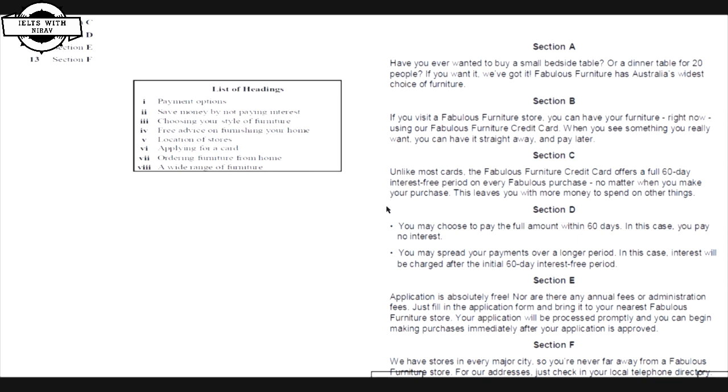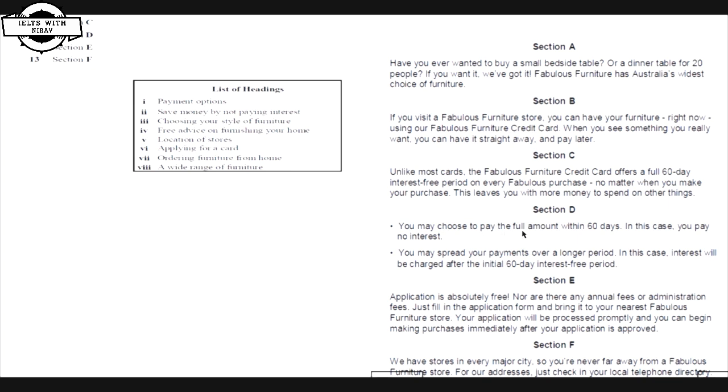So let's switch to the headings. Read heading number 2: save money by not paying interest. So here you are not paying interest for 60 days. Like this, try to read the initial lines. Mostly you will get your answer. So let's switch to section D.